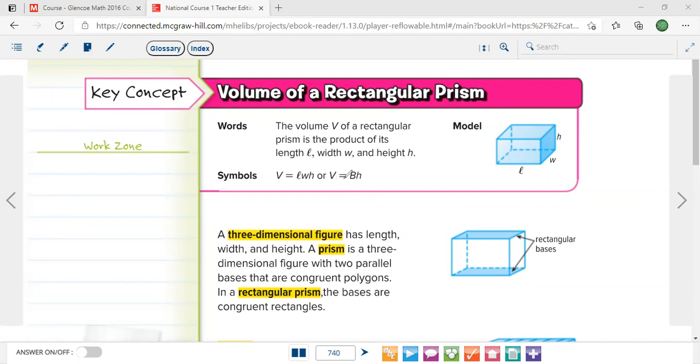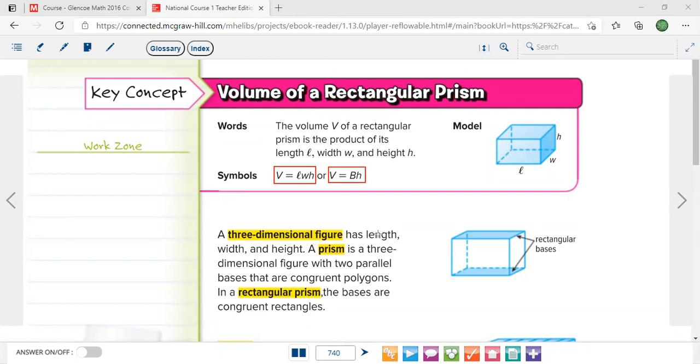Or you can use this rule, volume equals base area times the height. Base area means length times width, times h, which is the height. So whether you use length times width times height, or you use base area times height, it is the same rule, because this capital B means LW, which is length times width. So use this one or this one, it's okay.